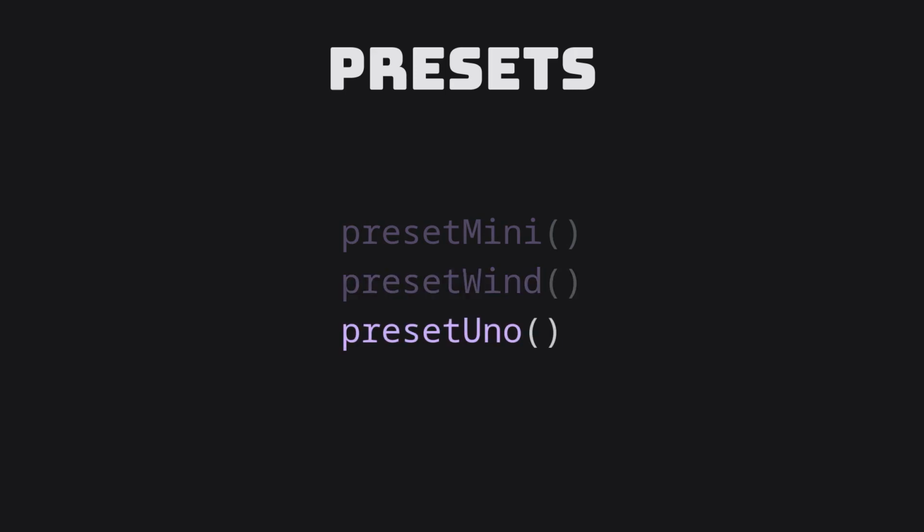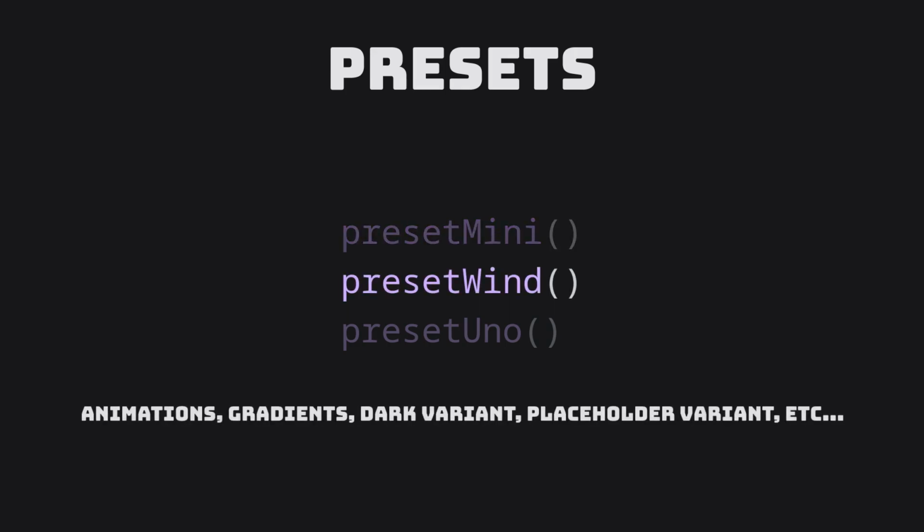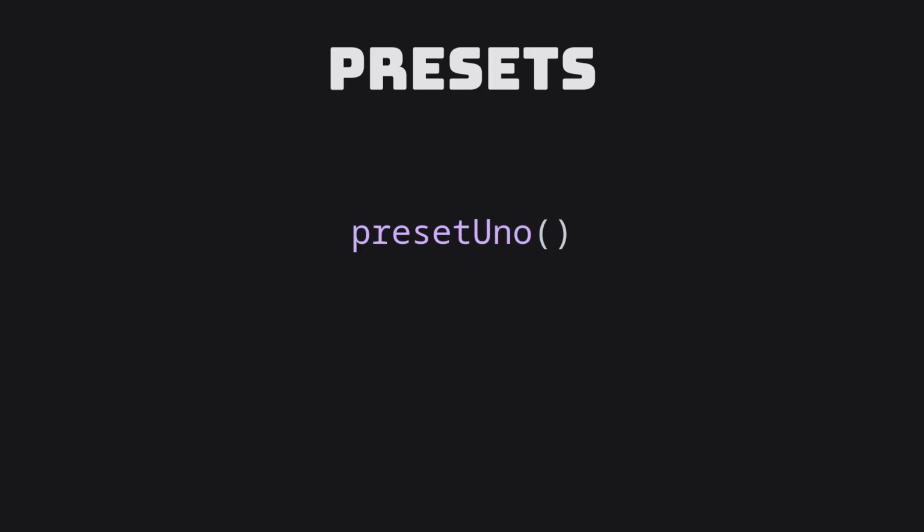These include preset mini, preset wind, and preset Uno. Preset mini is just basic styling. Preset wind is everything that is normally included in Tailwind CSS, and it also inherits everything in the mini preset. And finally, Uno is just a few extra things the creator wanted to add to wind, and it also inherits the wind preset. You really only want to pick one of these for your project, so we're just going to go with the Uno preset.